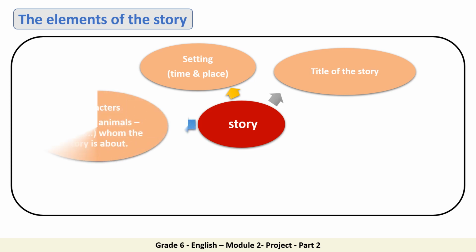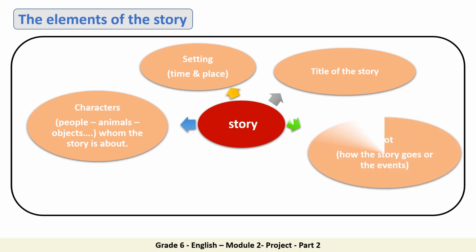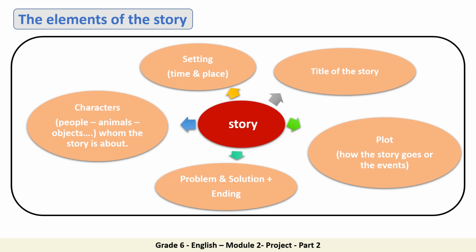Next, we have the characters. The characters are people, animals, objects, whom the story is about. Next, we have the plot, how the story goes, or the events. Mainly, the plot is about the events. Next, we have the problem and the solution, plus the ending.